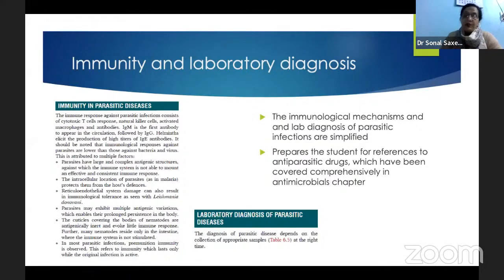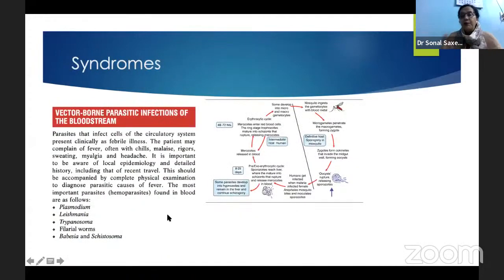This then ends with the laboratory diagnosis, where an overview of the laboratory diagnosis is given as to what are the various samples to be collected, how do you collect them, what is an NIH swab, how do you make a peripheral blood smear, what is a thick smear, what is a thin smear, what are the various molecular diagnostic tools available. So all that gets covered in the laboratory diagnosis part.